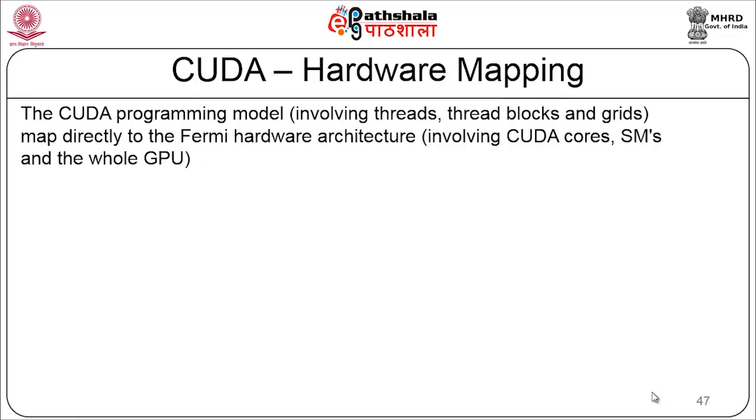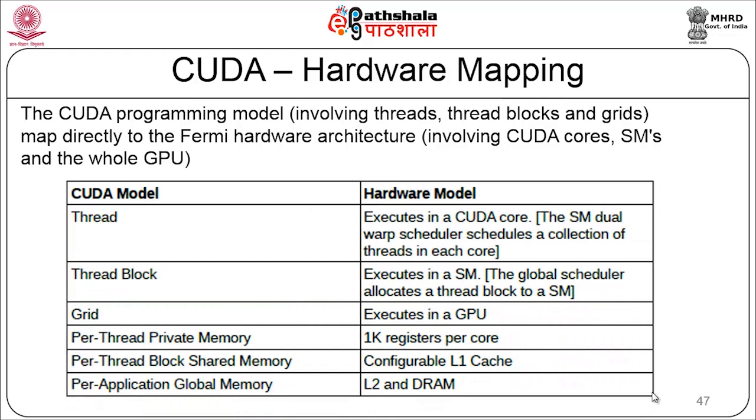And as far as the hardware mapping is concerned, as far as the CUDA programming model is concerned, the programming model which involves threads, thread blocks and grids, they map directly to the Fermi hardware architecture involving CUDA cores, streaming multiprocessors and the whole GPU. This is the mapping that is done. So, a thread is mapped onto the hardware model where it executes in a CUDA core. The SM dual warp scheduler schedules a collection of threads in every core. A thread block executes in an SM. The global scheduler allocates a thread block to an SM. A grid executes in a GPU itself.